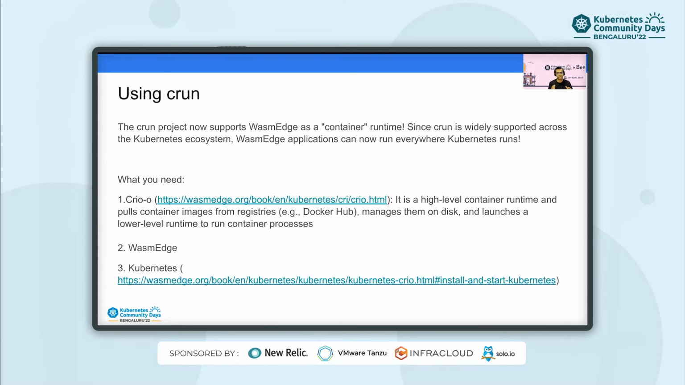There are a few prerequisites that you'll need in order to actually accomplish this. So the first one is CRI-O. You can look at this link that is there in the slides to set up and install CRI-O. It's essentially a high-level container runtime that pulls images, for example, from Docker Hub, manages them on disk, and launches a lower-level runtime to run all the different container processes. Then we'll need WasmEdge itself, and also we'll need Kubernetes. Again, if you want to use a local installation of Kubernetes and run local pods, you can follow the particular link to install and actually run Kubernetes directly locally in your system.